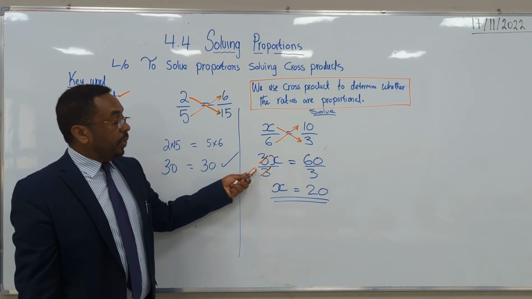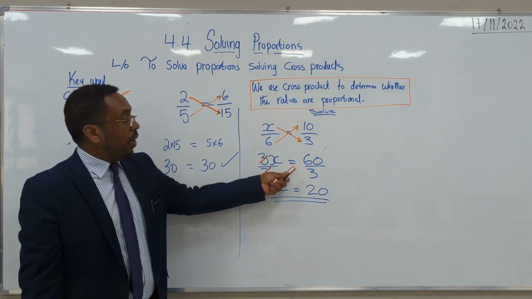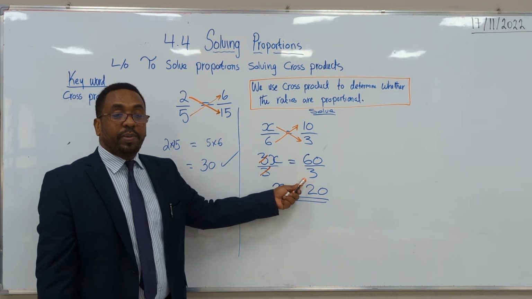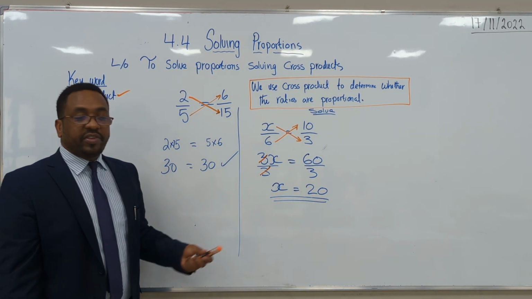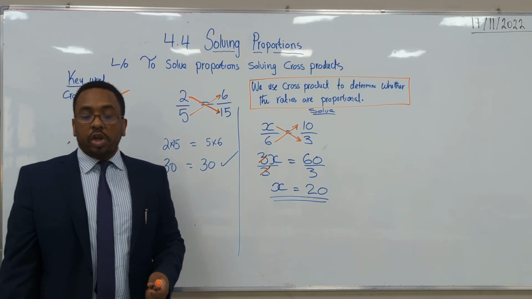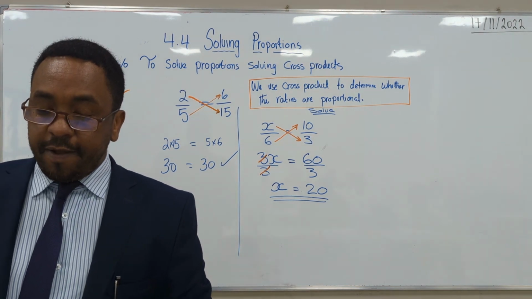This 3 and this 3 will cancel out. X will be equal to 60 divided by 3, which becomes 20. So our final answer is x equals 20. Are you with me, boys? Yes. Good. Now I want you to try this.